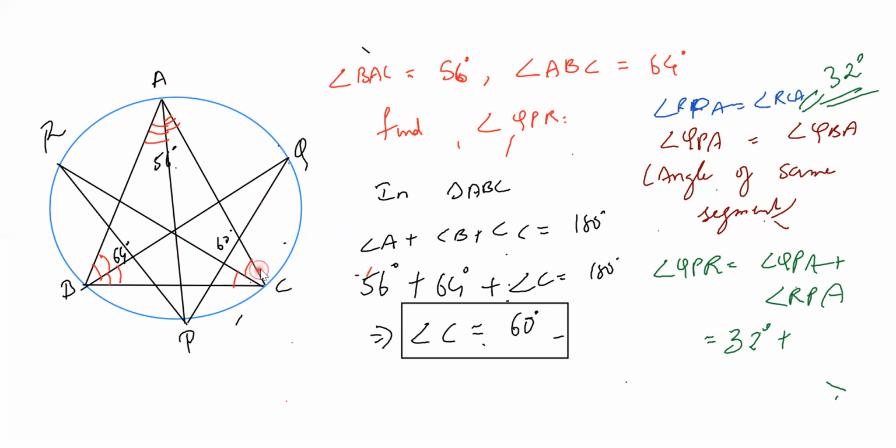So this is again 30 degrees, half of 60, that is 30 degrees. So I just put here plus 30. So what is the angle QPR? 62 degrees.